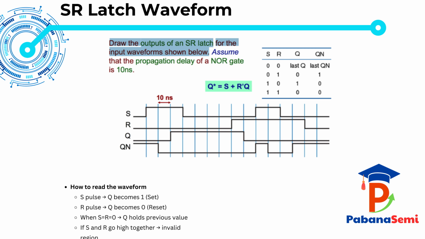Now, notice, if S and R ever go high at the same time, both outputs temporarily go low in a NOR latch. When they return to 0, the final state can become unpredictable. That is the invalid region.